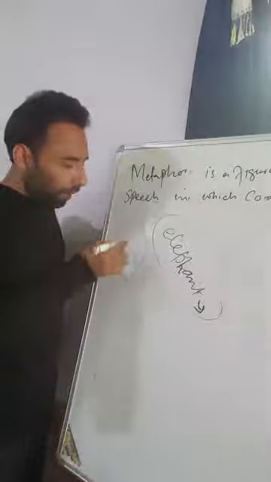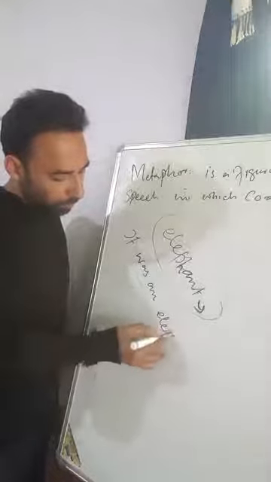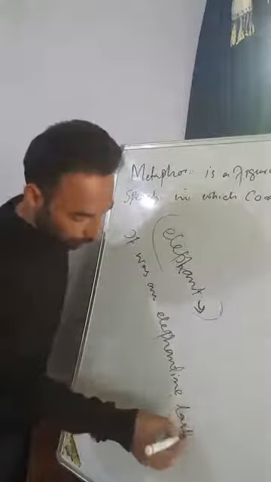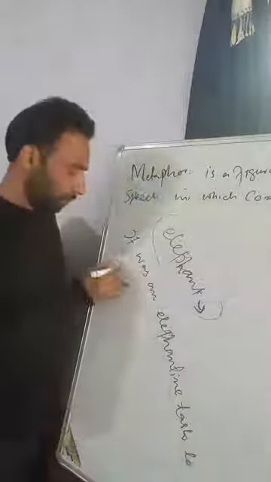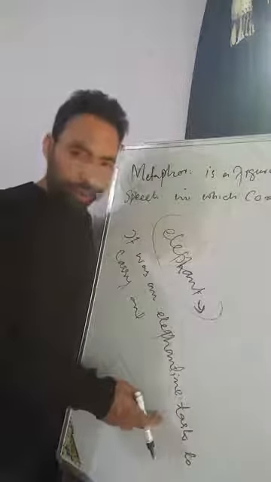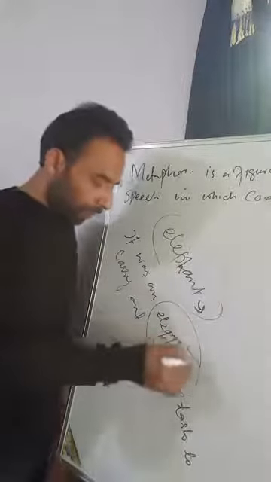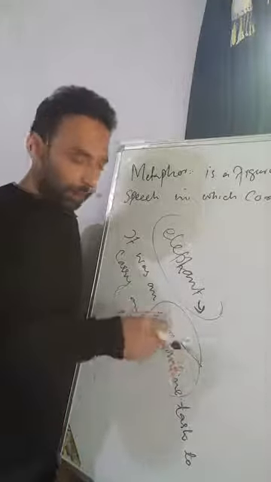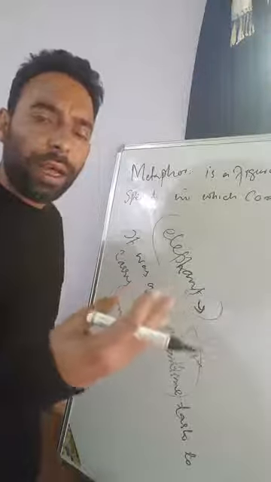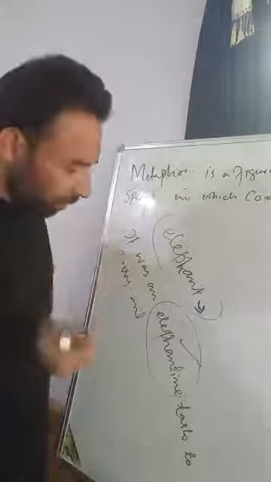For example, E-L-E-P-H-A-N-T-I-N-E, it was an elephantine task to carry out. Look, it was an elephantine task to carry out, means elephant ko maine elephantine bana diya. Jab maine elephant ko elephantine bana diya, here it conveys the same thing, but in a very decorative way, in a very loose way, matlab kisi cheez ko short mein iski meaning dila dena.